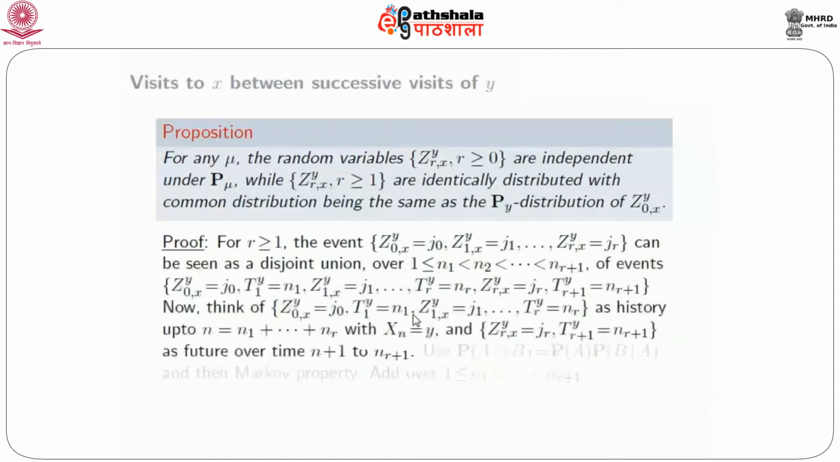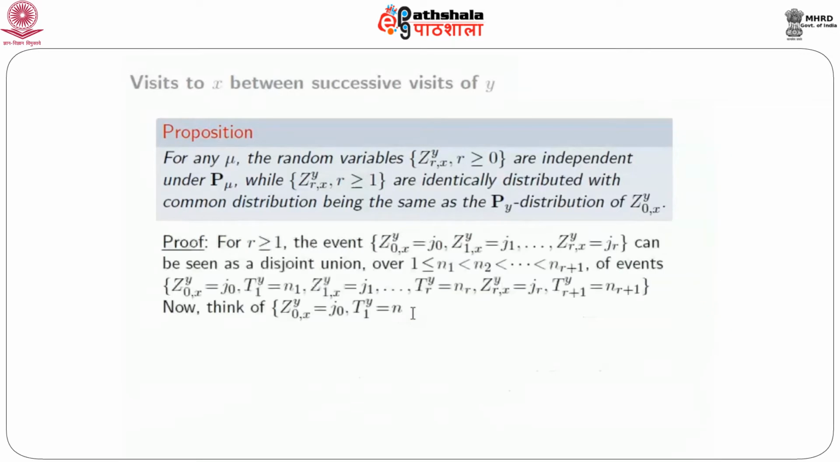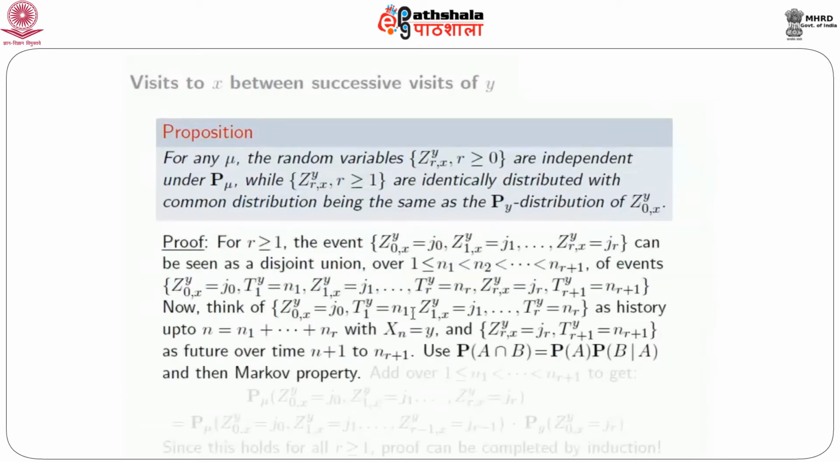Now think of this composite event that we have written, including the values of try, different trys for r equal to 1 to r plus 1. Part of that is going to be thought of as history. Which part? Namely, the part that starts from z0xy equal to j0, etc., all the way up to try equal to nr. So there, all that is involved is the history up to time n, which is just n1 plus n2 plus nr.